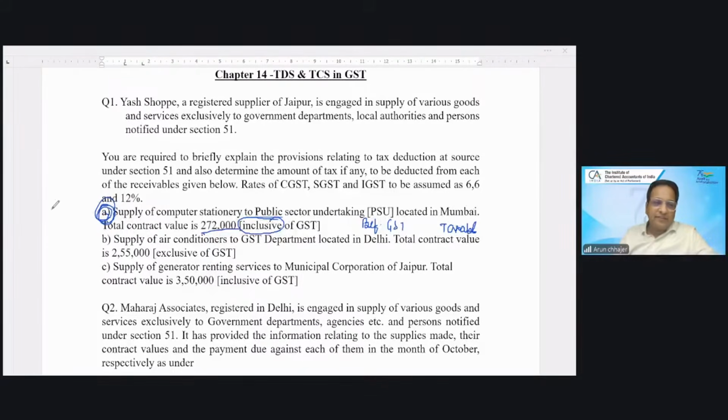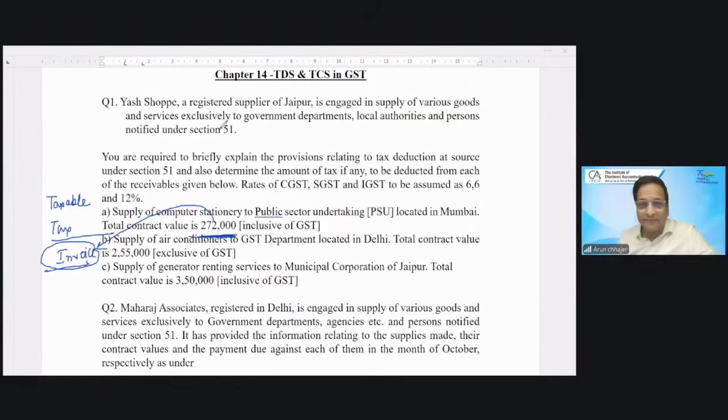See, first calculate कितना taxable value है. Tax, then total is invoice value. In the given case, they have given the total invoice value. They have given 272. What is the taxable value? Before tax, क्या value है? The answer is, so calculate and tell me.